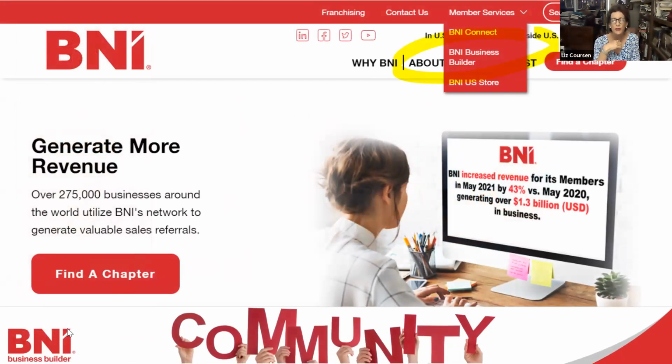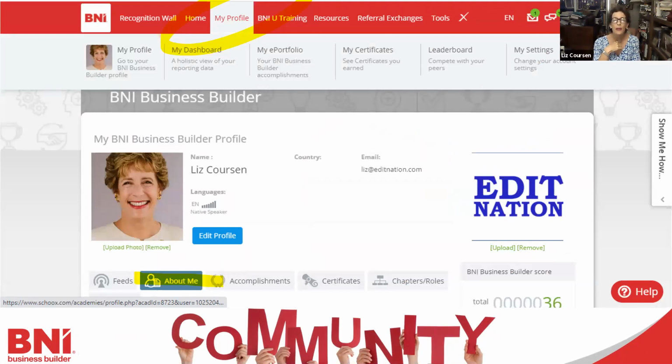So the first thing you're going to do is you're going to go on BNI.com and you're going to go to Member Services. And then in the drop-down box, after you log in, you're going to click on the Business Builder. And once you go on Business Builder, you're going to go to Referral Exchange.